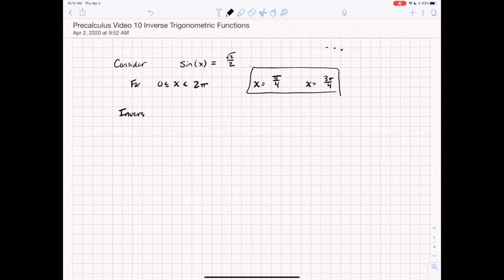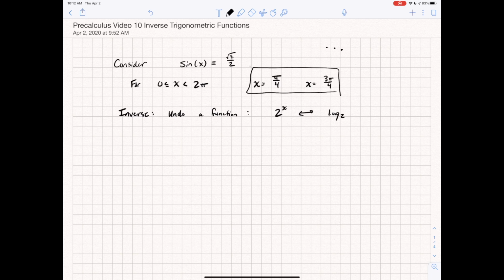Now, when we talk about inverse trig and inverse functions in general, remember that the whole idea of doing an inverse is to undo a function. And probably the best example that's very similar to how trig inverses work would be exponentials. For example, if I had 2 to the x, and I wanted to undo this exponential, we would use logarithms to undo that, and it would be a log base 2.